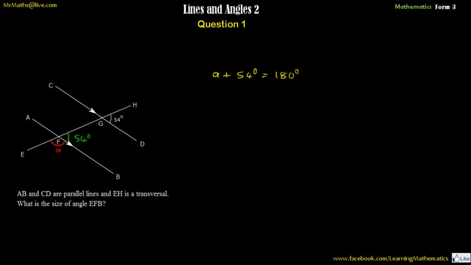Then if we move 54 over to the right, then it becomes minus 54. Then A is equal to 180 minus 54, which is equal to 126 degree. So that is the answer for the question. Move on to the next question.